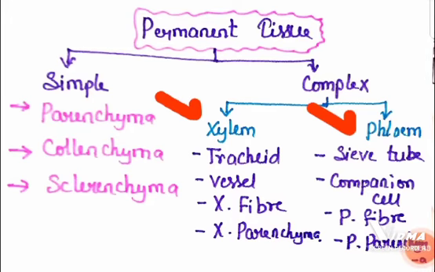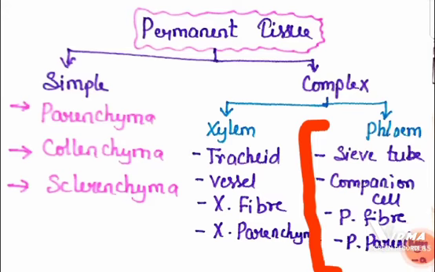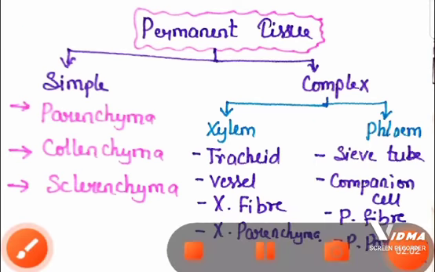The elements of xylem include tracheids, vessels, xylem fiber and xylem parenchyma. They are responsible for the conduction of water and minerals along with giving mechanical support. Whereas the elements of phloem include sieve tubes, companion cells, phloem fiber and phloem parenchyma. So they are responsible for conduction of food.